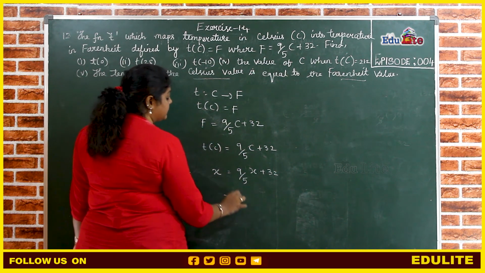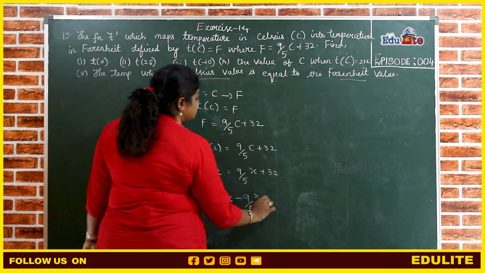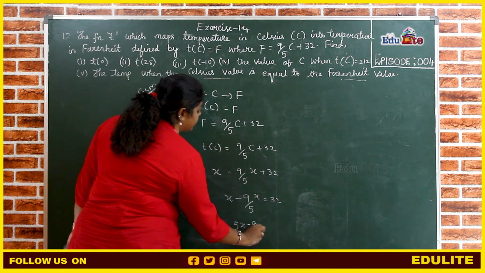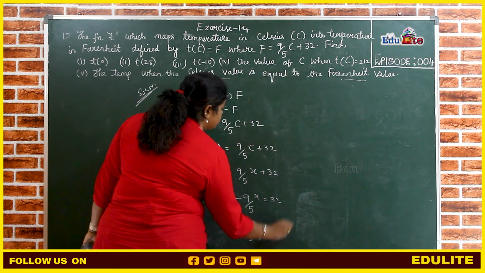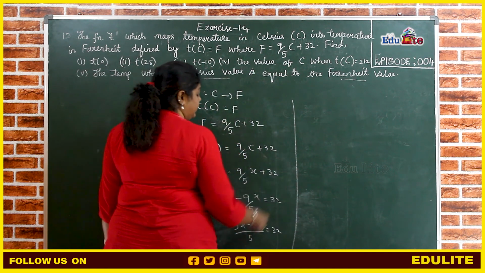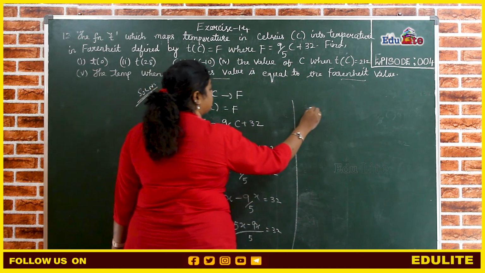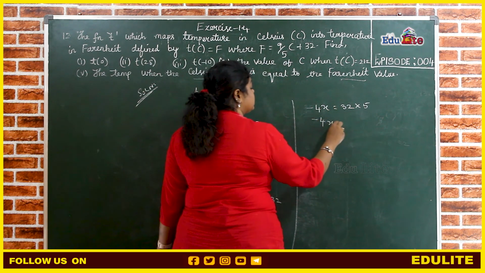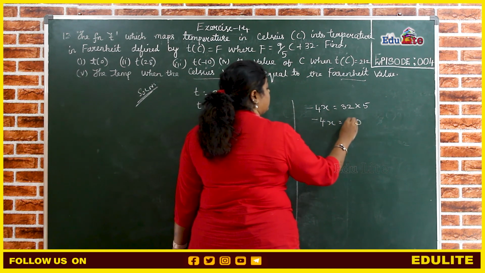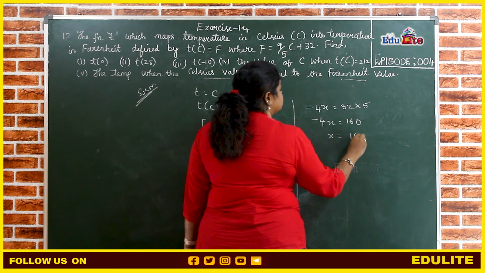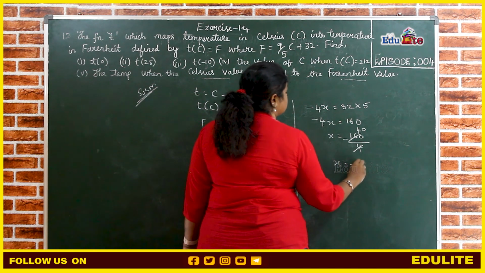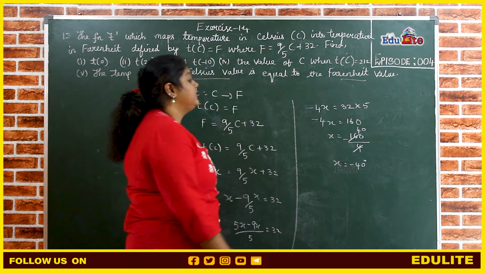So, X equals 9/5 X plus 32; this I will take to the other side, it will become X minus 9/5 X equals 32. On the left hand side, if I take LCM, it will become 5X minus 9X divided by 5 equals 32. Next step, this 5 will go to the other side. On the left hand side, 5X minus 9X will become minus 4X, which equals 32 into 5, that is 160. This minus 4 I will bring to the other side. So, X equals 40, X equals minus 40 degrees. The temperature value is minus 40 degrees when the Celsius value is equal to the Fahrenheit value.